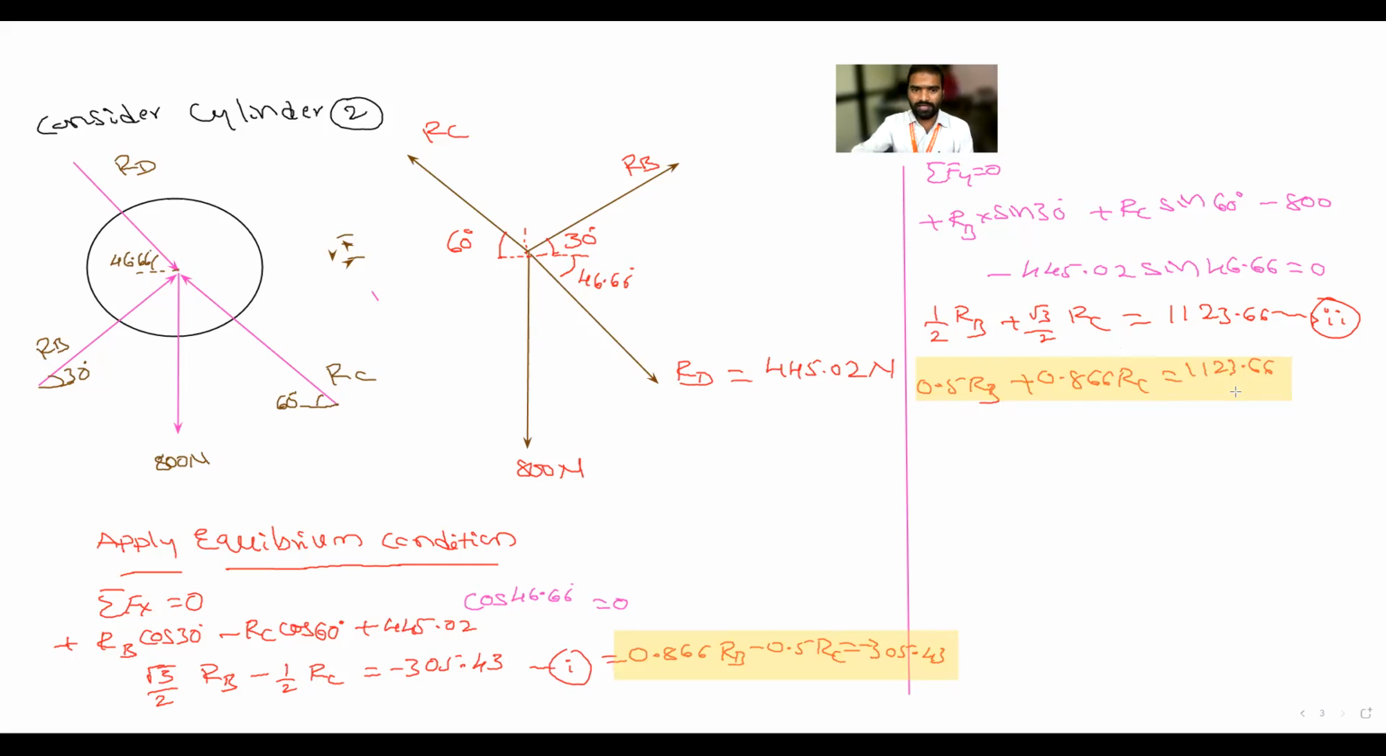That is the answer for your first unknown. The first unknown is RB. So RB is equal to 297.34. Again press equal. That is your second unknown. Which is the second unknown? RC. RC is equal to 1125.85. These are the answers, in Newtons.